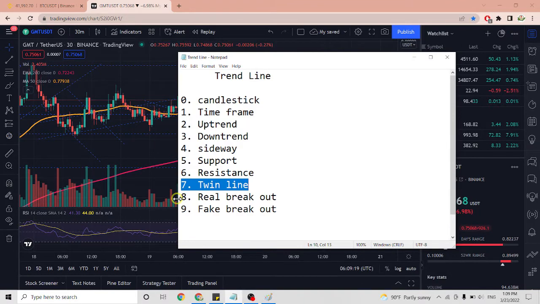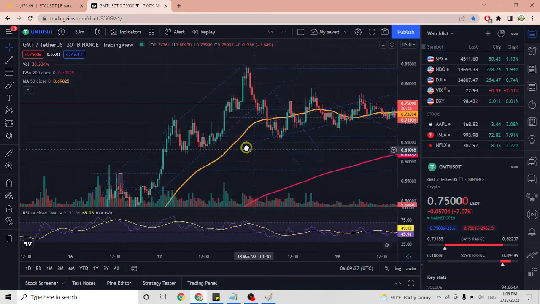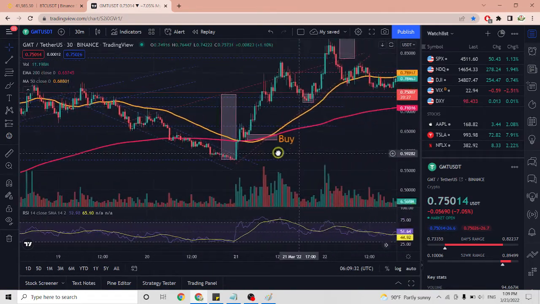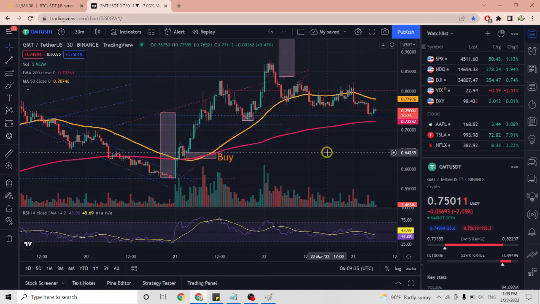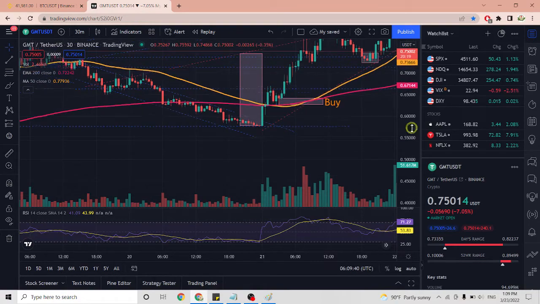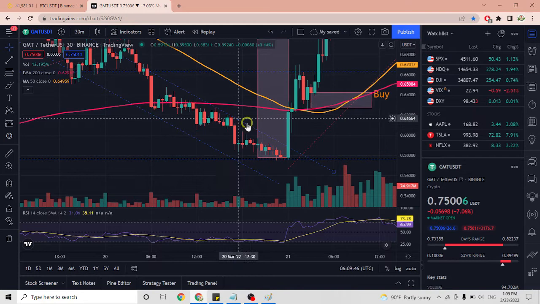And the last one, real breakout. So real breakout. I'll show you. Real breakout, let me find it. See here, the trend is going down, but it breaks here. Why? If not, it would come like this. But here it breaks. Why do we see it as a real break?